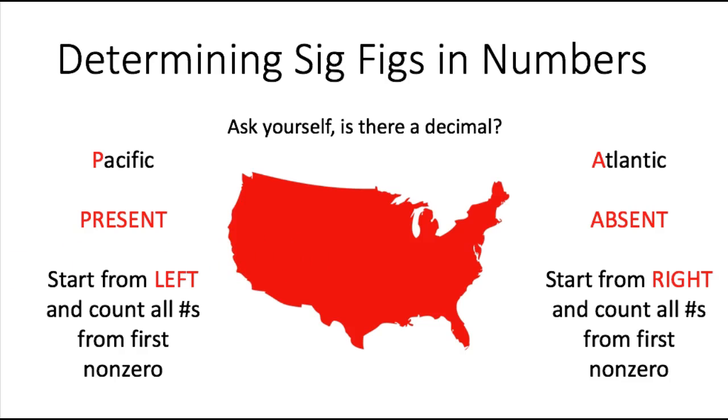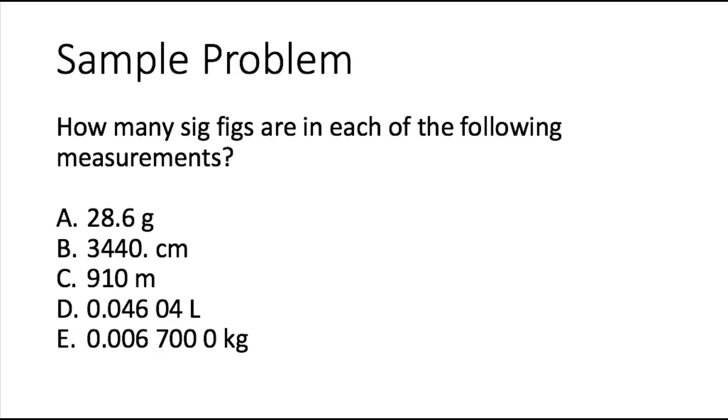So let's take a look at how this works. How many sig figs are in each of the following measurements? Well, 28.6, a decimal point is present, so we count from left to right, starting at the first number that's not 0, so that's the 2, and we count until we finish with the number. So we have the 2, the 8, and the 6. So this number has 3 sig figs.